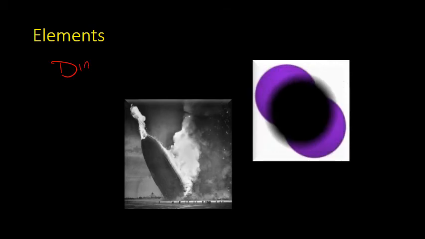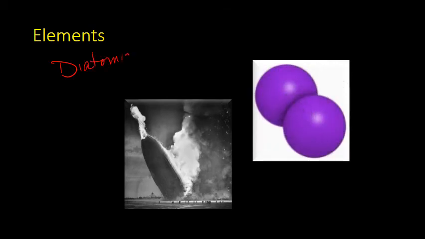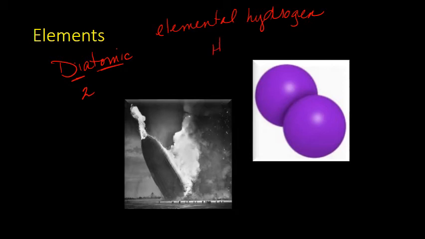There's 7 diatomics you need to know. Diatomic. Di means 2. So these all have 2 atoms bonded together. And in their natural state, this is how they come. You'll see the word elemental, in this case, hydrogen. You need to know that elemental hydrogen is always H2.